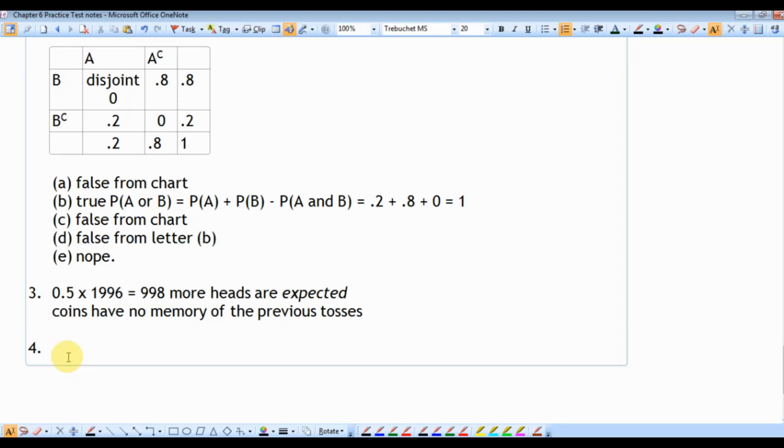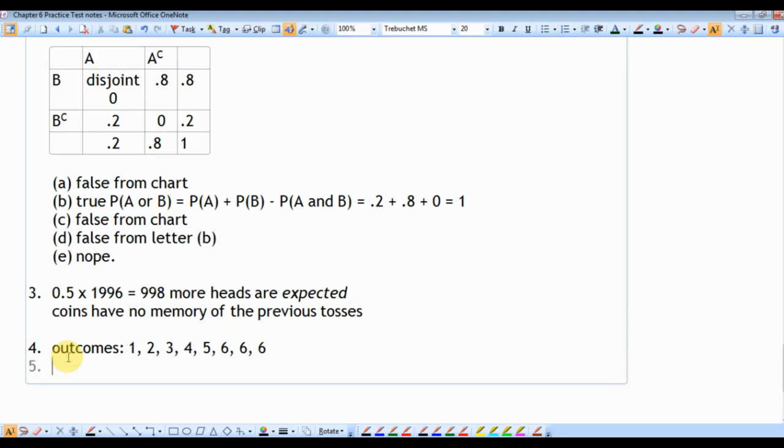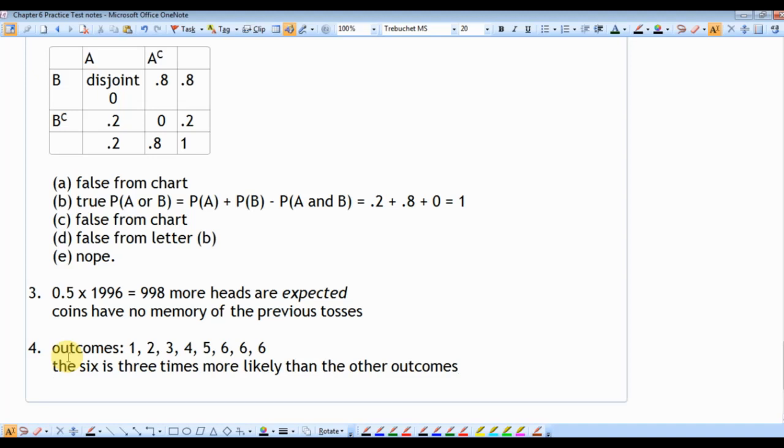Question 4. A die is loaded so that the number 6 comes up 3 times as often as the other numbers. Okay. So we're talking about a 6-sided die, right? But if you want to look at it, each one of our outcomes is equally likely, except for 6. So it's kind of like looking like this. We have 8 outcomes: 1, 2, 3, 4, 5, 6, 6, and 6. The 6 is 3 times more likely than the other outcomes. So that's kind of like looking at an 8-sided die, where 3 of the sides say 6.